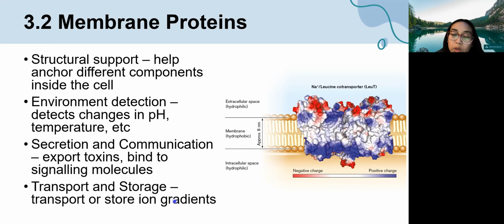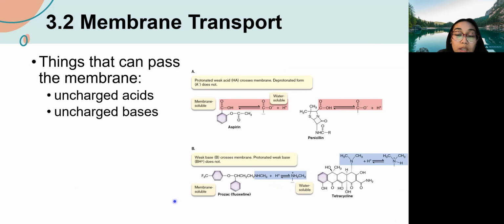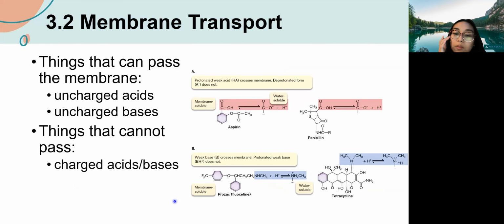Okay, membrane transport. I didn't want to go through this in too much detail because you should be able to remember a lot of membrane transport from your general cell bio classes or just general biology classes. But this is something that is, I guess, unique in bacteria, that certain things can pass through the membrane and certain things can't. Things that can pass through the bacterial cell membrane are uncharged acids and uncharged bases. Basically, acids and bases that don't have a charge are able to pass through the cell membrane of bacteria, and things that cannot pass are going to be charged acids and bases.